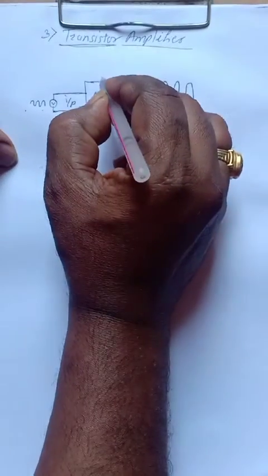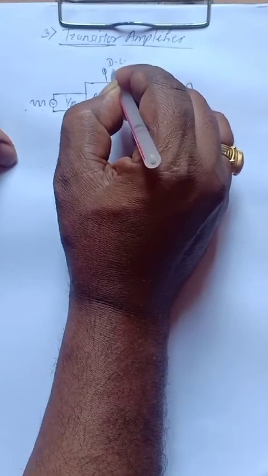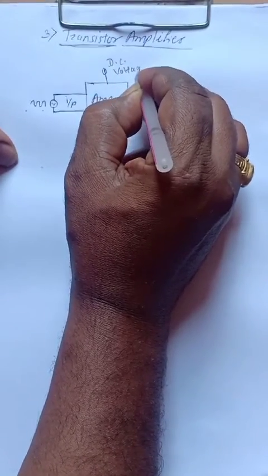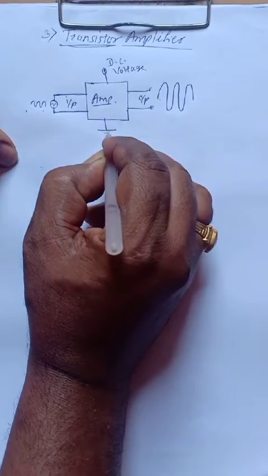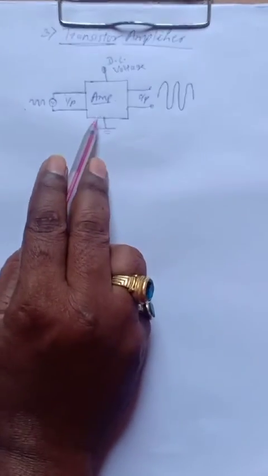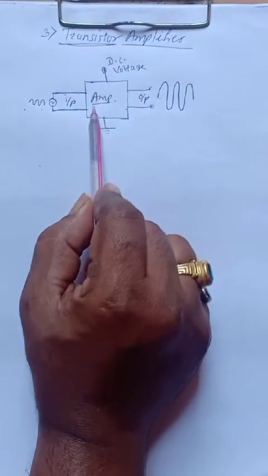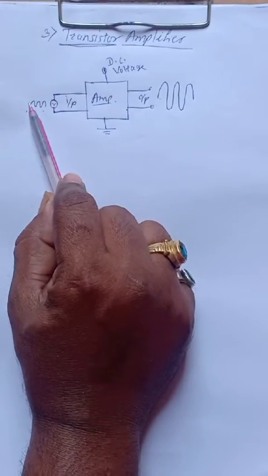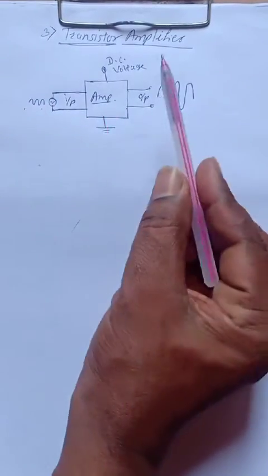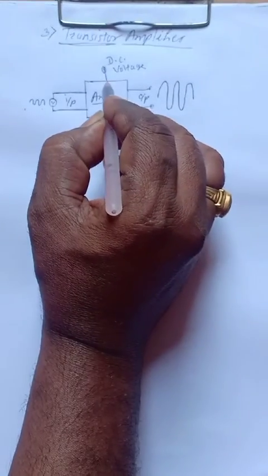So this is nothing but an amplifier, but this amplifier requires a DC voltage to operate this transistor. That means you have to apply a DC power supply, so that by using the power of this DC supply, the amplifier amplifies the weak signal. So simple amplification means it takes the current from the DC power supply.